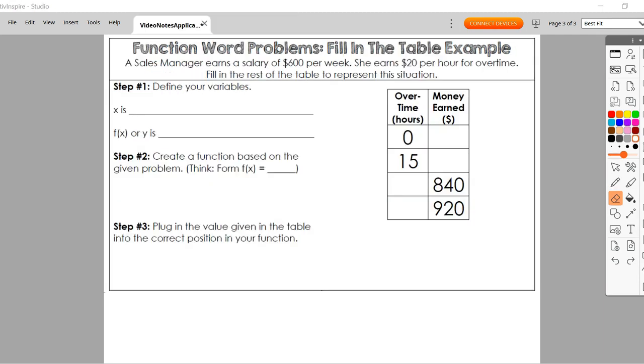In our next function word problem, we're going to fill in the table. A sales manager earns a salary of $600 per week. She earns $20 per hour for overtime. We want to fill in the rest of the table to represent this situation. We're first going to define our variables here. My variable x is going to be what's changing and what's going to be happening. So that word per really attaches to what's changing and happening, which is going to be our hours of overtime.